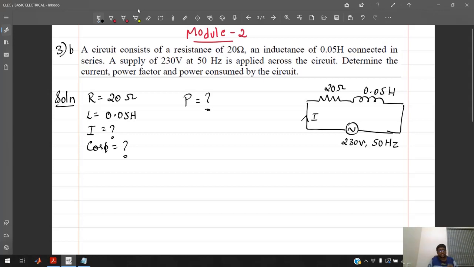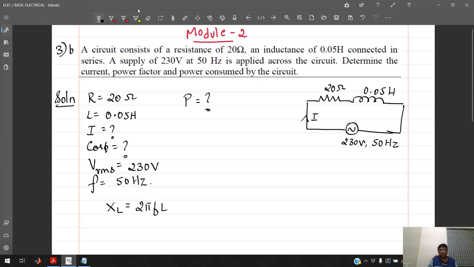For a series RL circuit, R is given, L is given, and I you need to calculate. Supply voltage is also given. The supply voltage is the RMS value, 230 volt AC supply. Frequency is given as 50 hertz. Now you need to calculate all the other parameters. How do you calculate it? First, XL is equal to 2 pi FL.